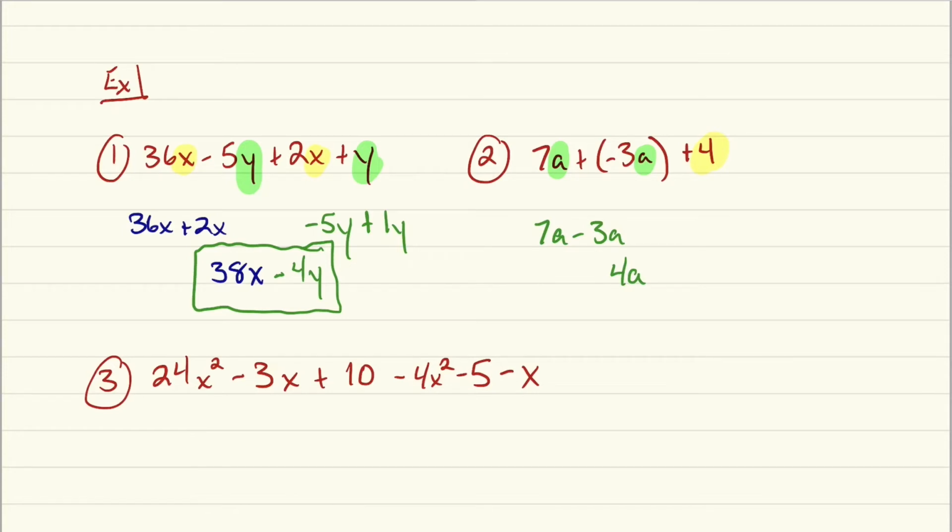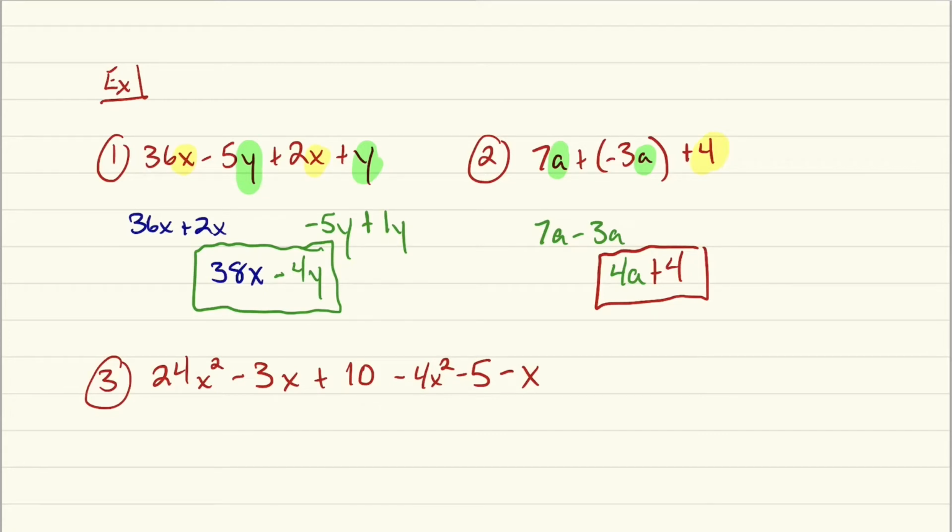Numbers are their own group of like terms. And so since that's the case, that 4 just comes down on its own at the end because we can't do anything to it, and then we're done. So we were able to group 7a plus negative 3a to get 4a, and then the 4, because it's its own kind of like term, is off by itself.